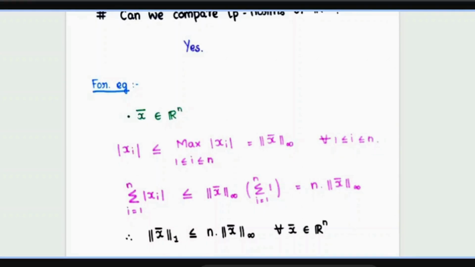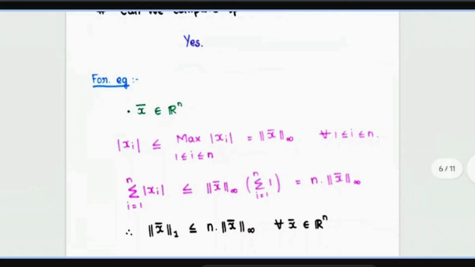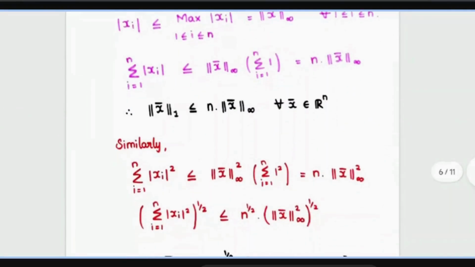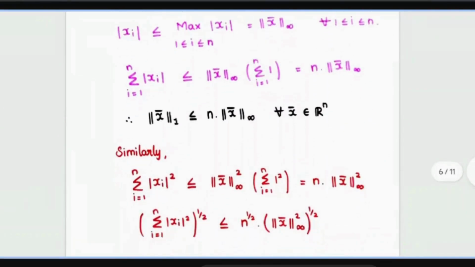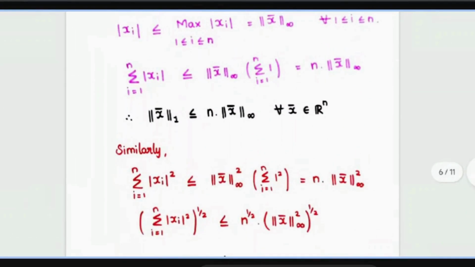So this side, summation |xi|, is nothing but the L1 norm. So we can say the L1 norm is less than or equal to n times the L infinity norm. This is true for every vector in Rn. So now we have estimated the L1 norm in terms of the L infinity norm. Similarly, if you proceed with the same steps, we can estimate the L2 norm also.